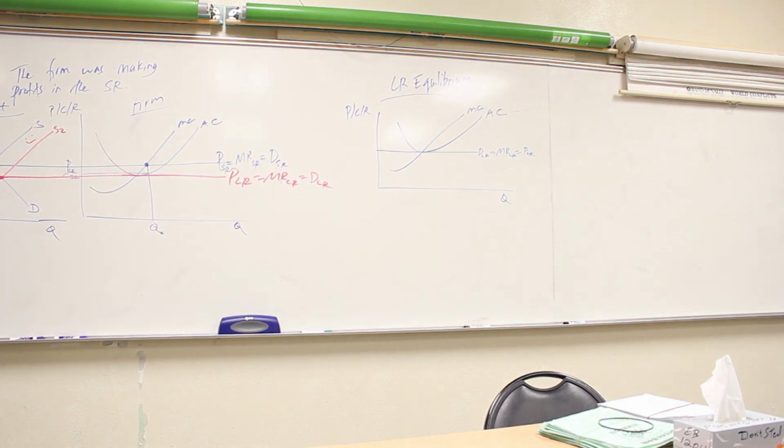Do you want to enter that industry? When you see the one in the middle, do you want to enter? No. That's why it's a long run equilibrium. Firms will choose to stop entering. It settles.